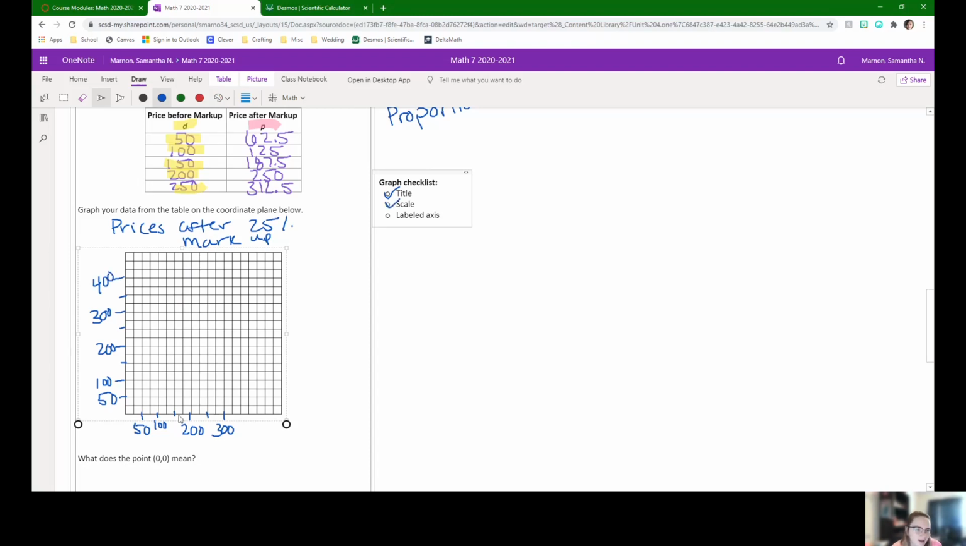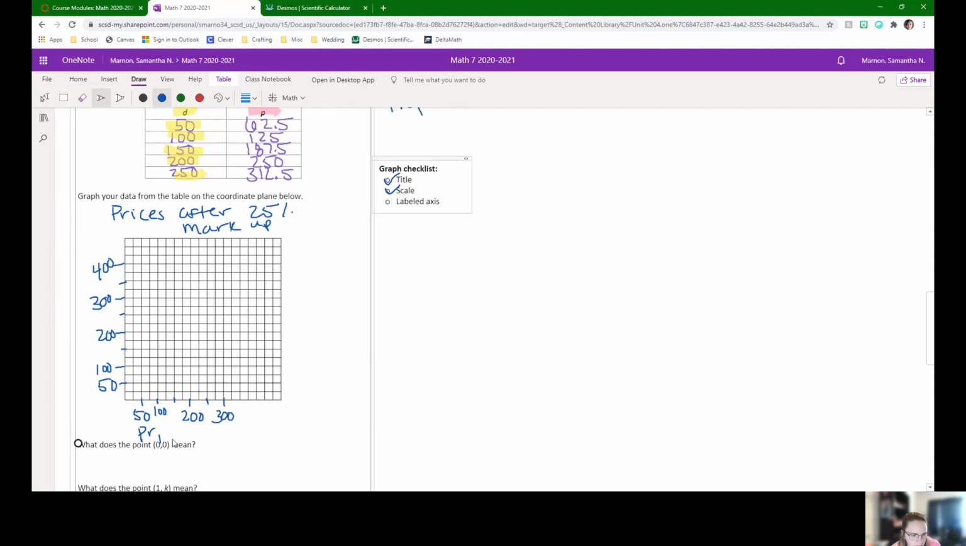We have to label our axes. So this is price before markup. And instead of X and Y, we have P and D. So this is D. This is going to be P. And this is going to be price after markup.